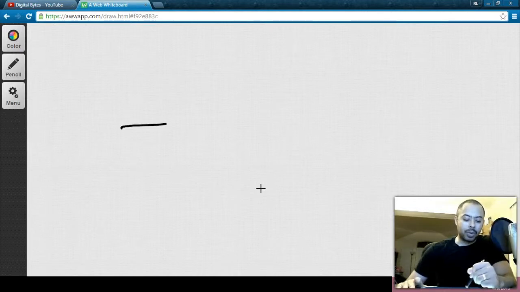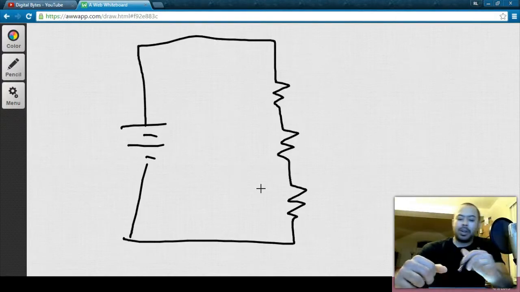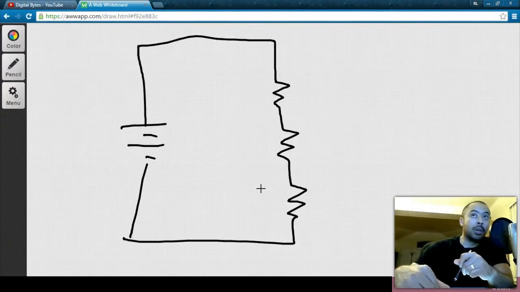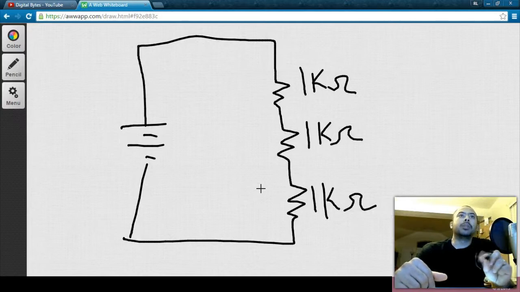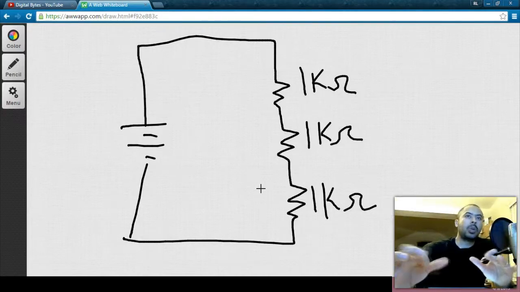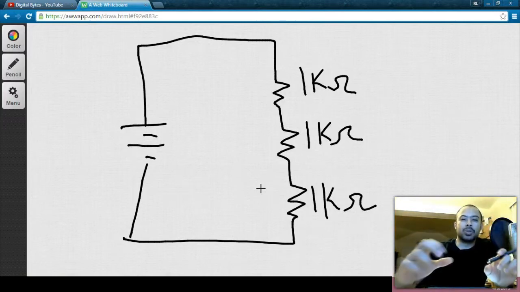Alright, so in a 3 resistor series circuit, I'm going to keep everything at 1K, and of course these are all ohms. One analogy that I like to use with series resistance is kind of like a stream of water. And the resistors are like rocks in the water that impede the flow.